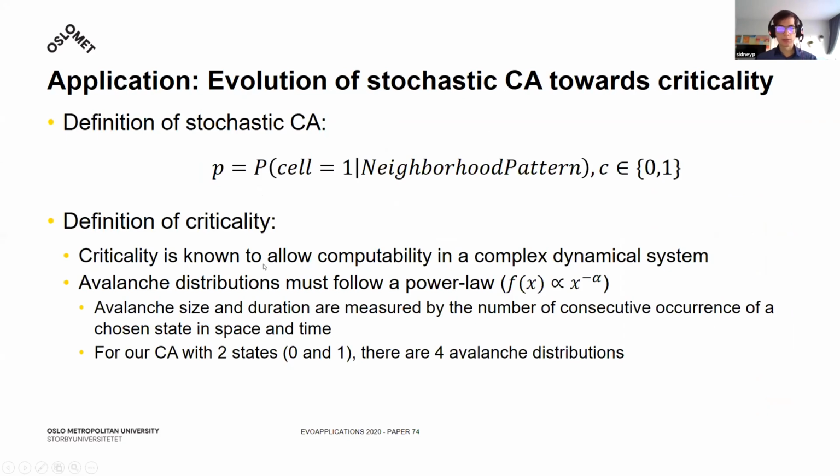Criticality is known to allow computability, or useful computation, in a complex dynamical system. The avalanche size distribution is calculated by the cluster size of a chosen state in the space dimension. The avalanche duration distribution is calculated using the cluster size of a state in the time dimension. For our CA with just 2 states, the number of avalanche distributions is equal to 4. They are the avalanche size for states 0 and 1, and the avalanche duration for states 1 and 0.